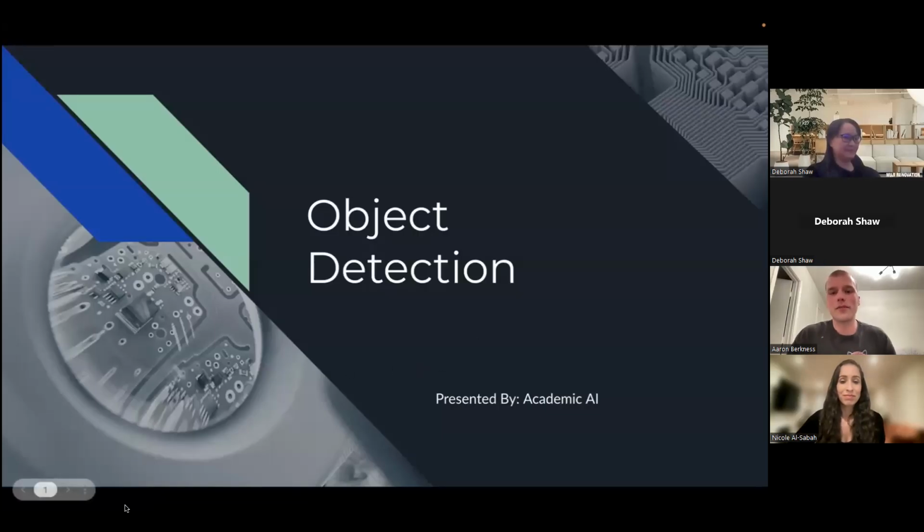All right, so our group is Academic AI, and we are presenting on the topic of object detection.